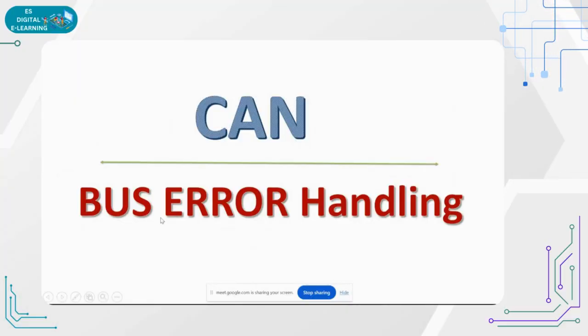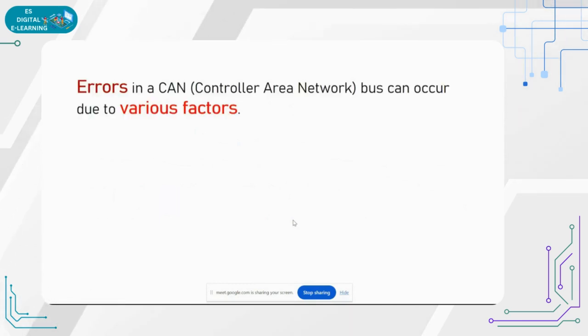the errors we are getting on the CAN protocol. So that is the errors. So on the bus errors handling concept, you can write down bus error handling concept. Okay. So what is the error in the CAN bus?